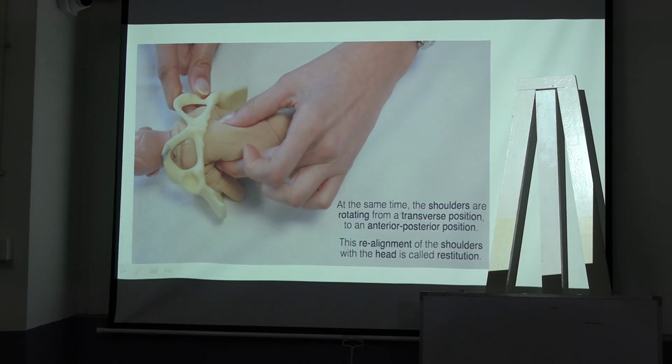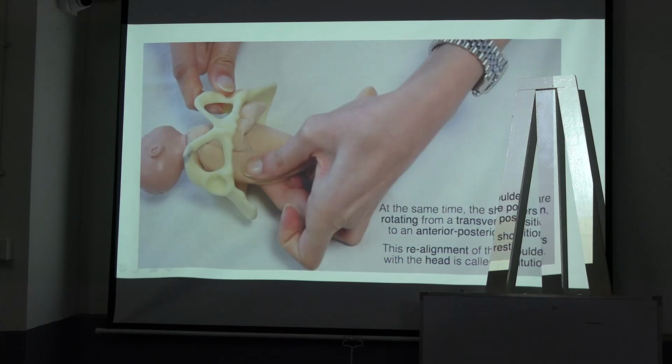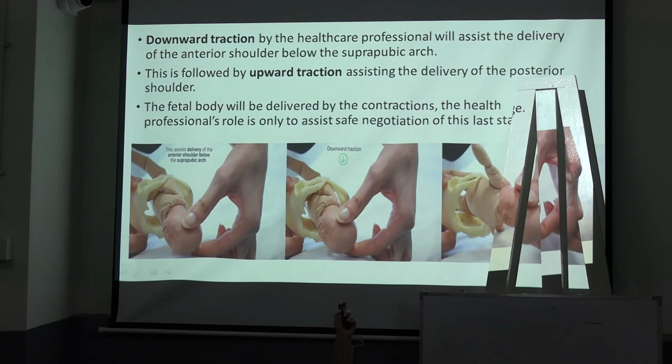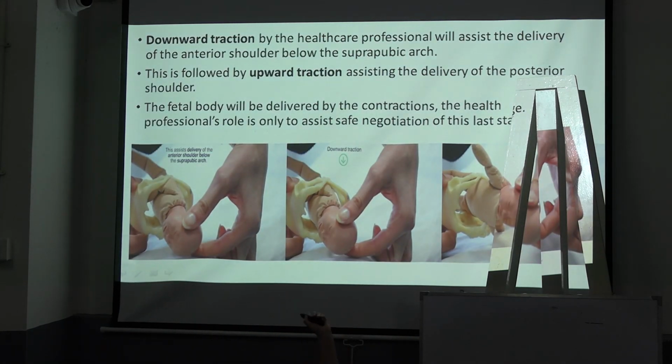After the same time, the shoulders are rotating in the transverse position that we have studied. And then see, the head has delivered, the anterior shoulder is hinging behind the symphysis pubis while the posterior shoulder is getting delivered. And then the entire baby is getting delivered by lateral flexion.